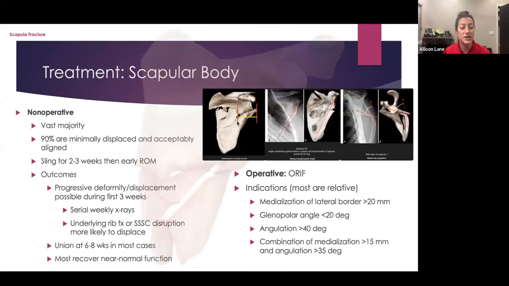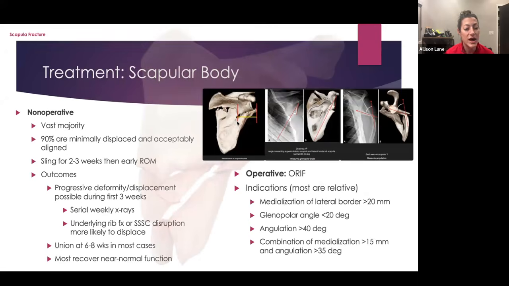So treatment for scapular body is going to be the majority non-operative. 90% are going to be minimally displaced and acceptably aligned. So you're going to do a sling for a couple of weeks, early range of motion, just as you would with many other things.